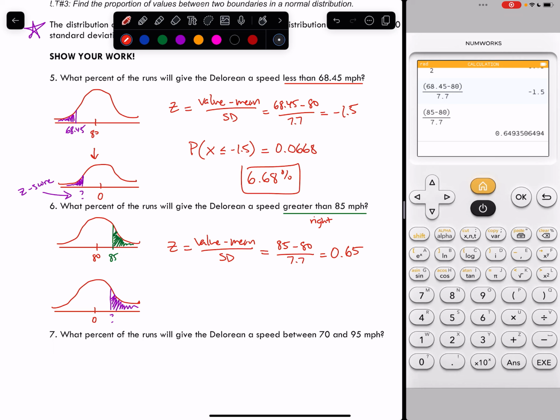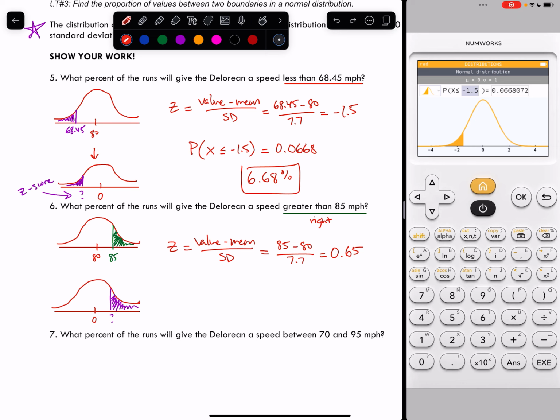And so again, in this case, we want greater than, right, to the right. So when I go back to my distribution, let's go back to distributions. I want to pick to the right, and now I want 0.65. So it tells me that the proportion of x being greater than or equal to 0.65 is 0.2578, which is 25.78%.